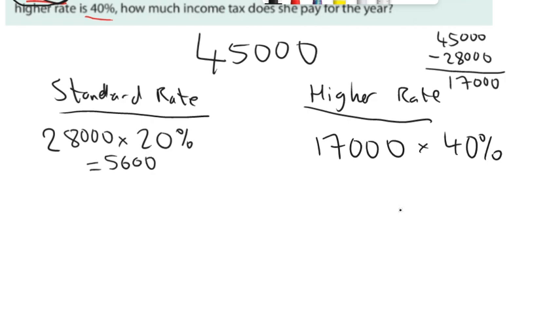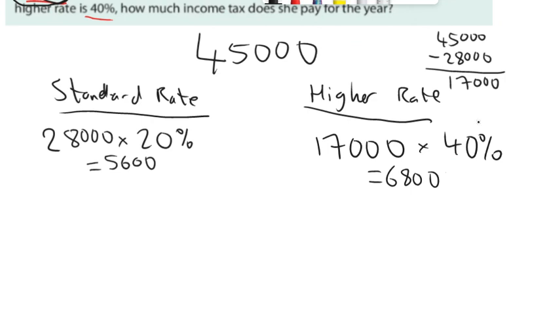and then to get 40% of 17,000, you're going to do 17,000 multiplied by 0.4 or multiplied by 40% on your calculator, and you'll get 6,800. Right. So they have to pay 5,600 at the standard rate and 6,800 at the higher rate.